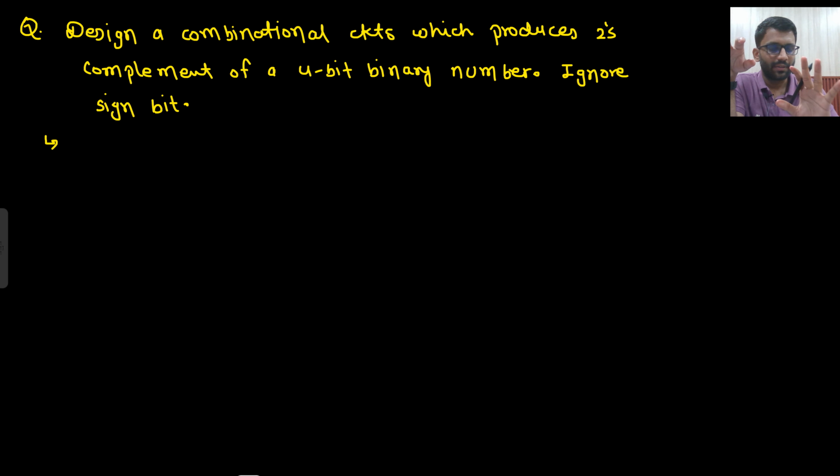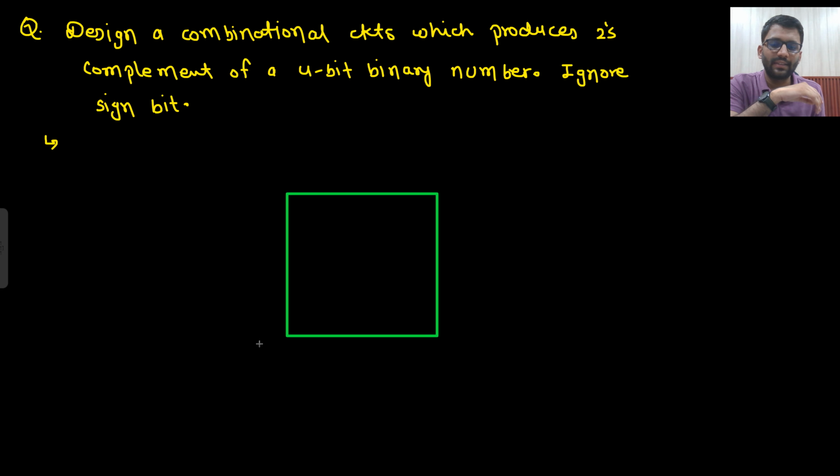Don't do it on your own. First you need to see the truth table, then you can do it on your own. So what we are doing: an IC is there, we are giving a 4-bit binary input, and it will produce the 2's complement. 2's complement means there will be 4 outputs only.